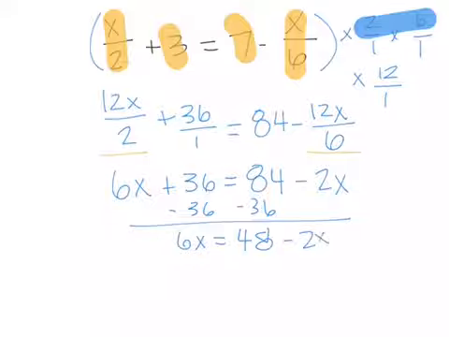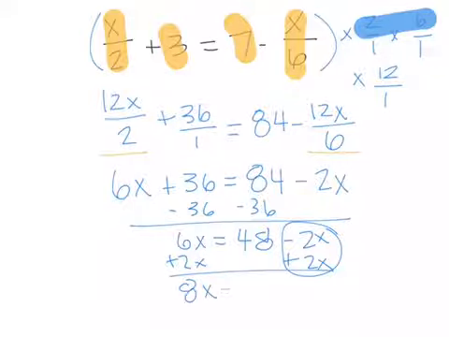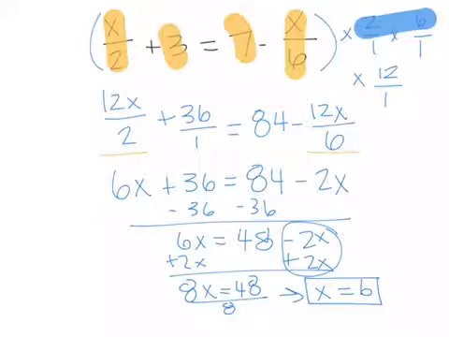I still have that 2x. I'm going to add that 2x to make a zero pair here. So that means 8x equals 48. If I divide everything by 8, I find that x is equal to 6. Now it's a good idea to check your answers. So let's get a little workspace and do that.